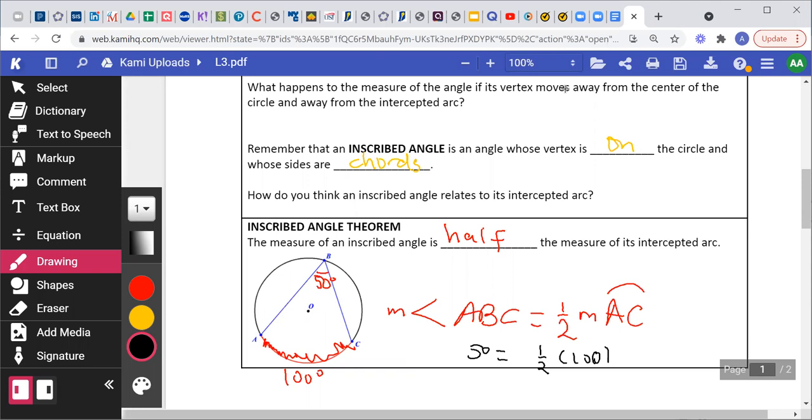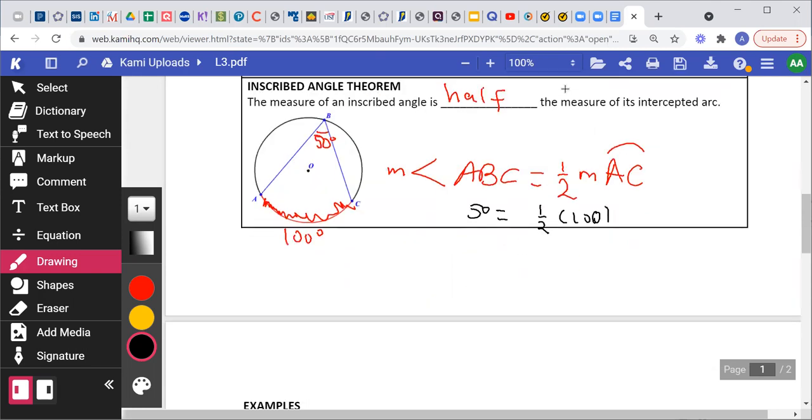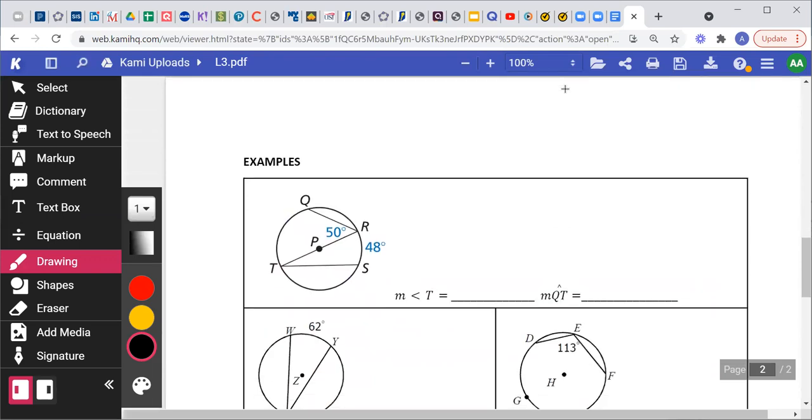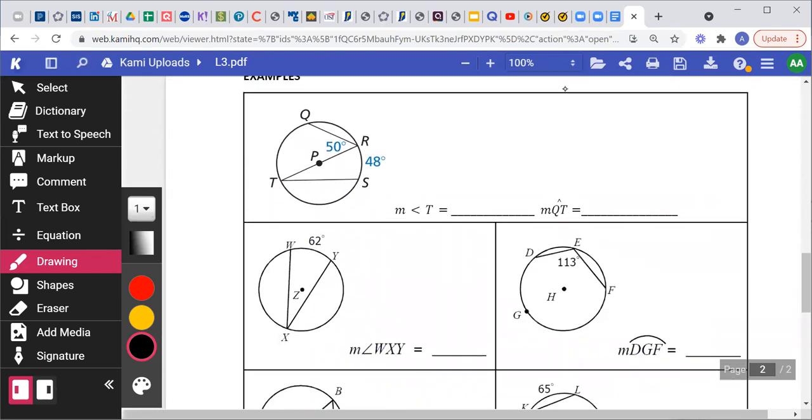In terms of central angle, the measure of the central angle is equal to the measure of the intersected arc. But the measure of an inscribed angle is half of the intersected arc. So that was the basic thing to learn today. Then we're going to quickly solve these problems and then go back to the homework and stop there.